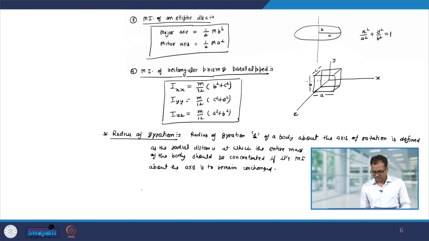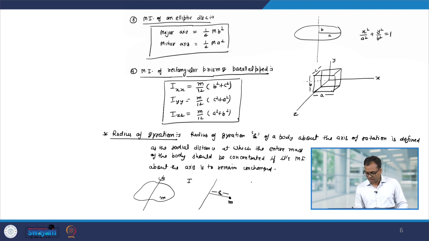For example, let us say I have this rigid body and it has some axis of rotation, and let us say the mass is m. Now, you find out the moment of inertia, let us say it is whatever it is, I. Then you take this mass and keep it at a distance, let us say k, which is the radius of gyration. So, the entire mass is kept at this distance. Then we put I equal to the moment of inertia of this system, which is m k square.